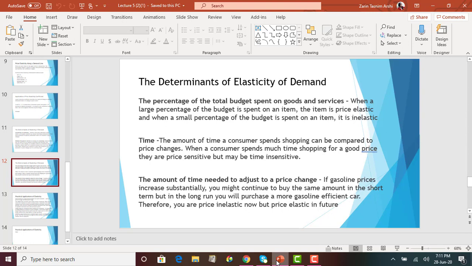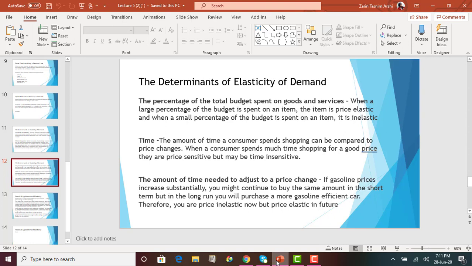The third one is the percentage of the total budget spent on goods and services. Okay, basically the percentage of total income you spend on that particular good or service. So let's say your total salary in a month is $3,000 and your rent is $1,200. Okay, now your rent jumps up to $1,500, so you will be more sensitive to rent. On the other hand, let's say every month you buy a bottle of salt for $1. Now the price of salt goes up to $2. You will not be that sensitive to that price change, right? Because the portion of spending on salt compared to your total income is very little, so that price change does not affect you much, so that's why you're inelastic.